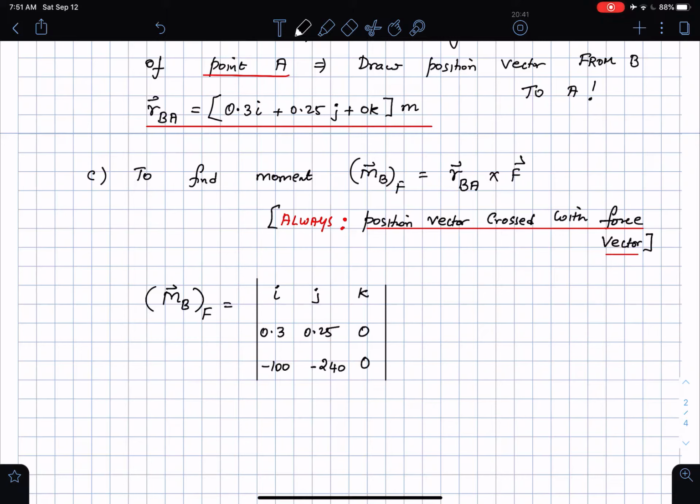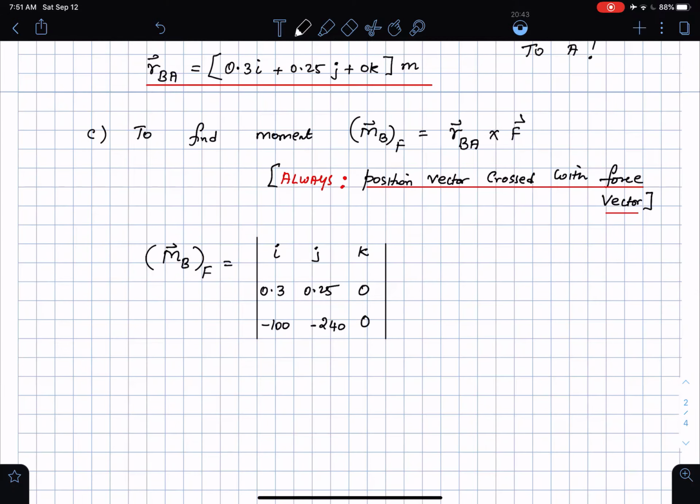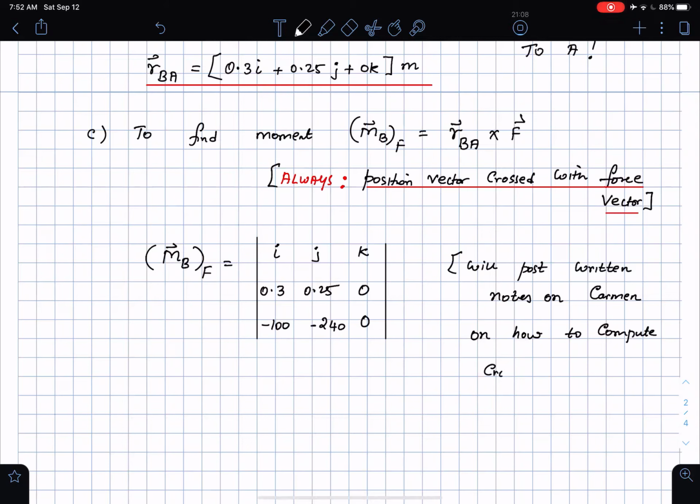Okay. And I'm not going to go over the details of how to do a determinant. I'm going to be posting a set of written notes on Carmen on how to compute cross products, how to compute determinants, I'm sorry.